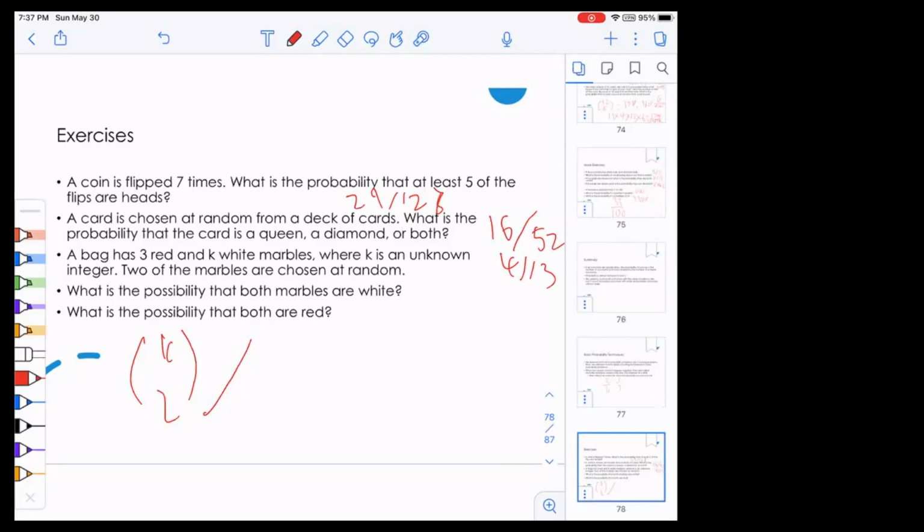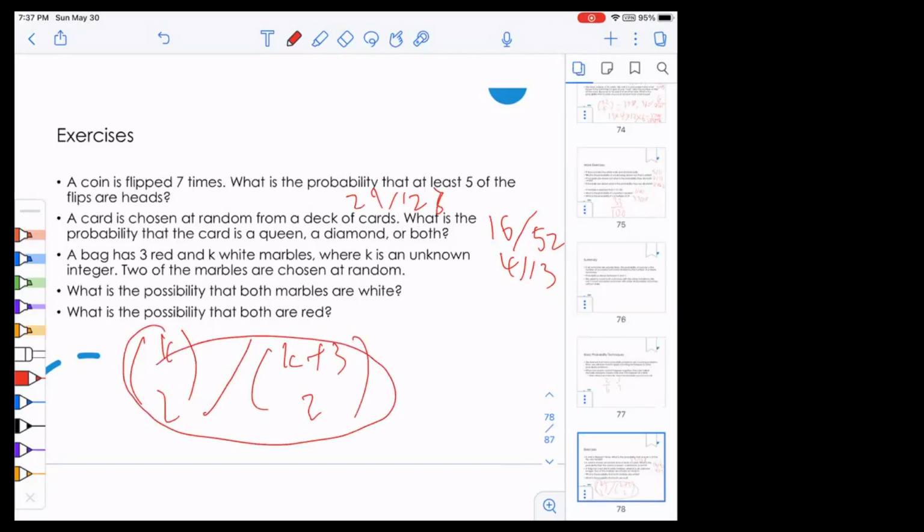So we're going to count the number of possible outcomes now. That's just choosing 2 from all of the marbles, and that's going to be choose 2 from k plus 3 since there are 3 extra marbles. So this would be the answer for the probability that they're both white.